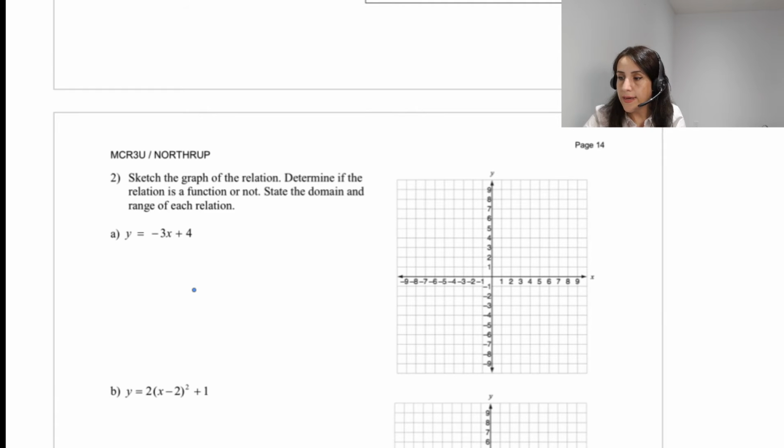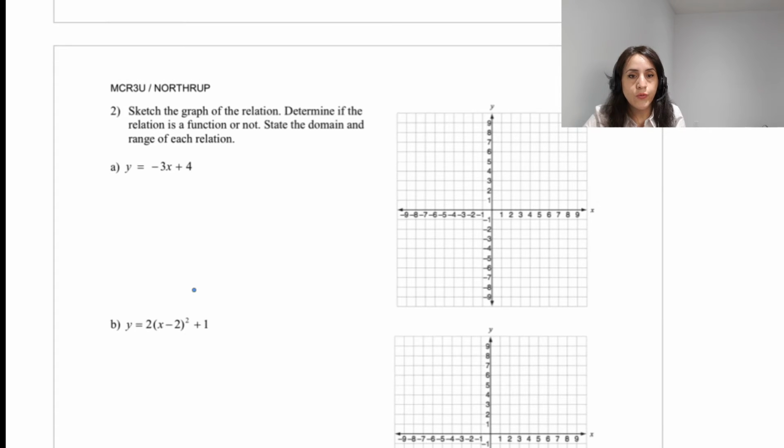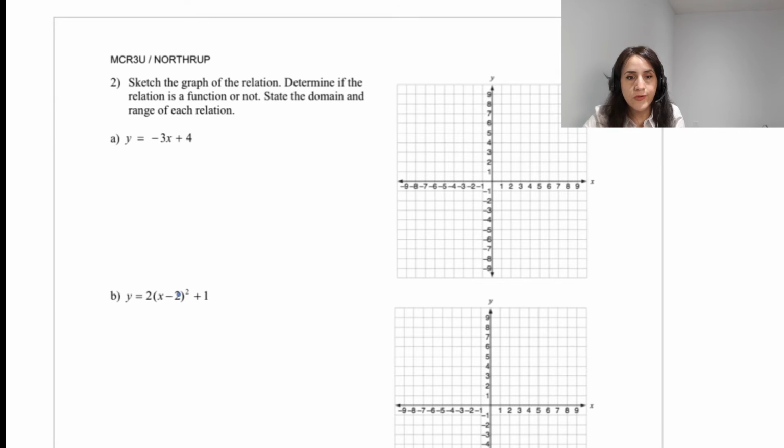Okay, here I'm going to give you 2 minutes to graph both of these equations. This one is linear, and this one is a what? A parabola. Okay, draw both of them. Then we are going to talk after about whether they are a function or not a function.